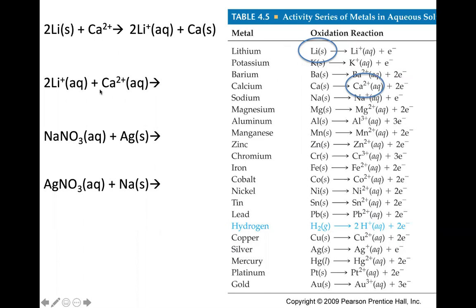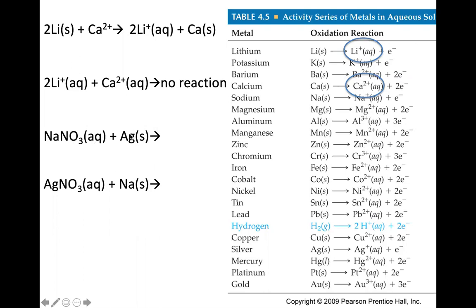How about this combination right here? What if I start out with lithium ions and calcium ions? I don't have a solid that can be oxidized when the ions reduce. They're both already ions. So there's no reaction that takes place then. So the typical question would be, it tells you the species that are there and it asks, does a reaction take place or not? The first one did, the second one doesn't. Let's see how we'd interpret these next two.